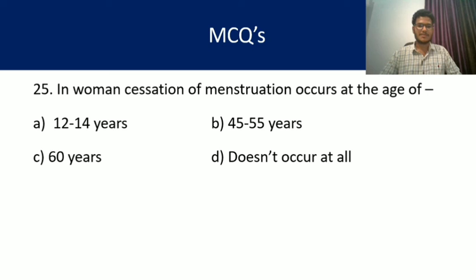Question number 25. In women, cessation of menstruation occurs at the age of, so we call that menopause. So what is the age of women when menopause occurs? 12 to 14 years, 45 to 55 years, 60 years, doesn't occur at all, means continues throughout the life. So the right answer, the age of women during menopause is about 45 to 55 years. So the answer is B, my dear friends.